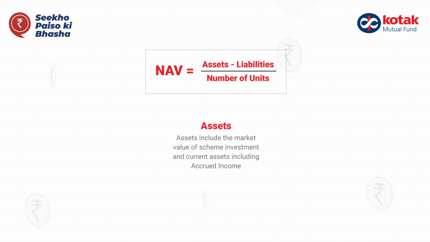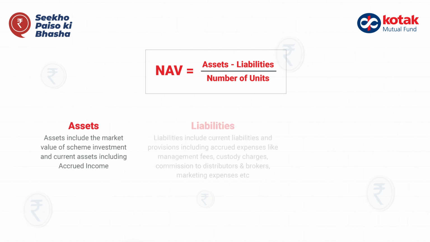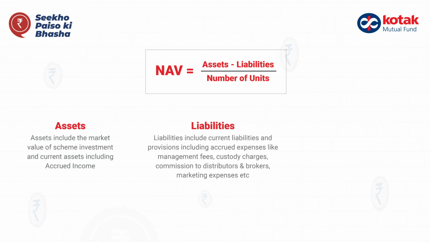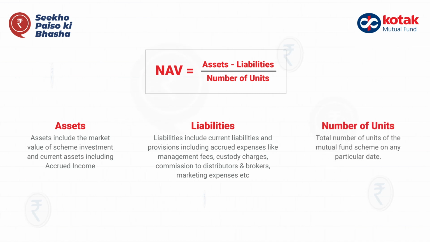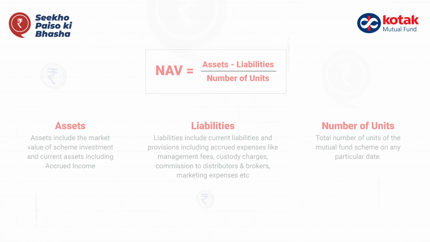What is assets? Assets include the market value of scheme investment and current assets including accrued income. Liabilities include current liabilities and provisions including accrued expenses like management fee, custody charges, commission to distributors and brokers, and marketing expenses, etc. Number of units mean total number of units of the mutual fund scheme on any particular date.